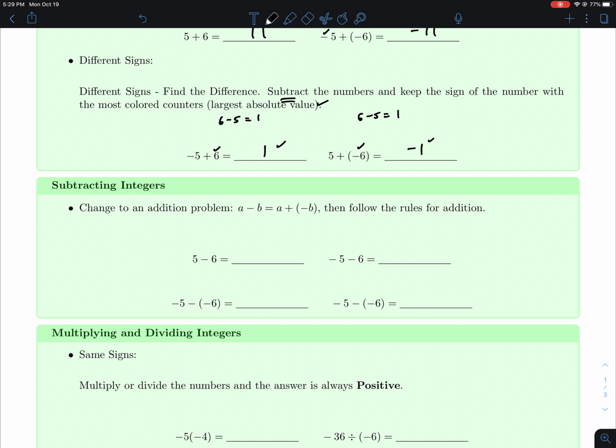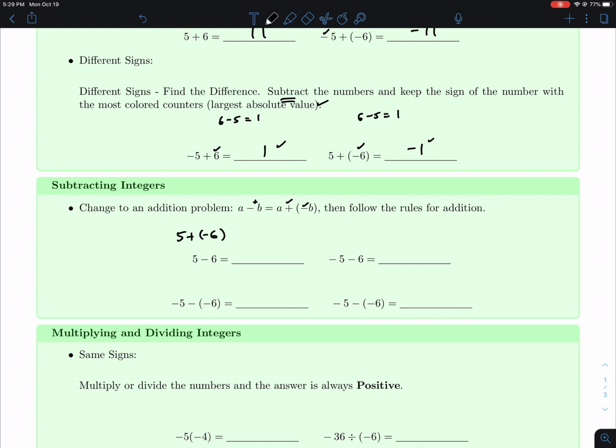So in this case, I've got a minus b. Remember, that's the same thing as saying a minus positive b. So essentially what I'm doing is I'm flip-flopping, changing that minus into the addition and changing that positive into the negative b. And by doing that, now I can apply all those rules above for addition and get my answers that way. So for example here, 5 minus 6, instead of thinking about it that way, I want to think of it as 5 plus negative 6.